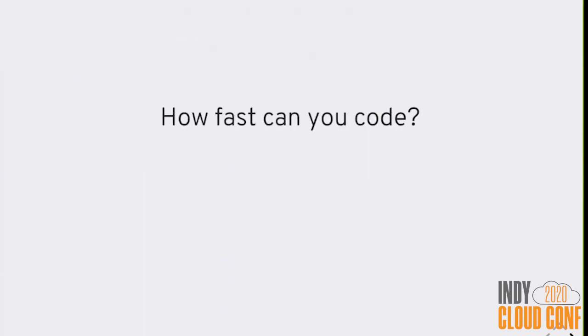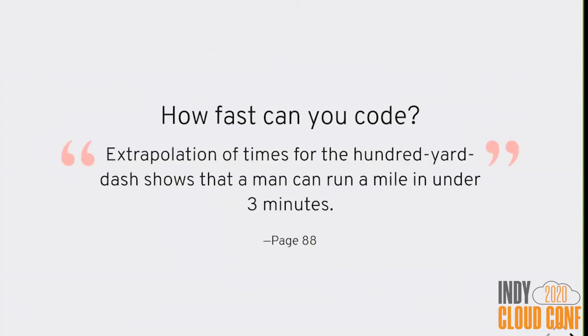I also want you to ask yourself, how fast can you code? How many lines of code per hour can you produce? Whatever your answer just was, you're wrong, because I didn't give you enough information. Extrapolation of time from the 100-yard dash shows a man can run a mile in under 3 minutes. Still can't. The current world record is 3 minutes, 43 seconds. Why is this?